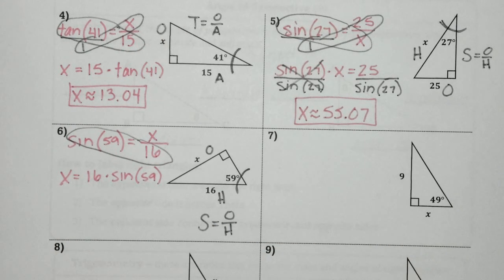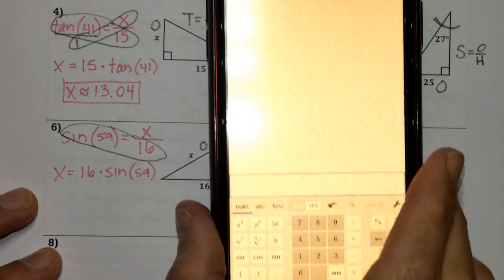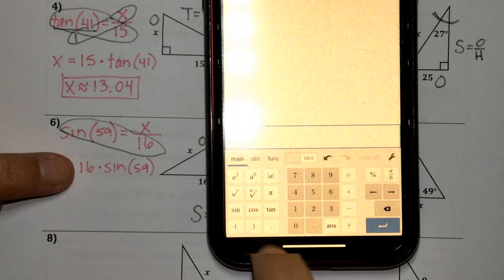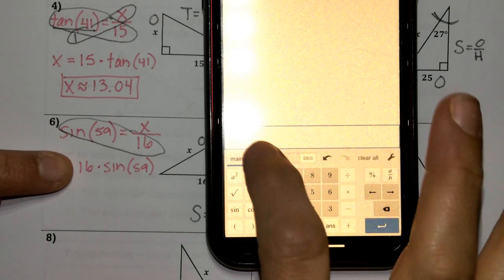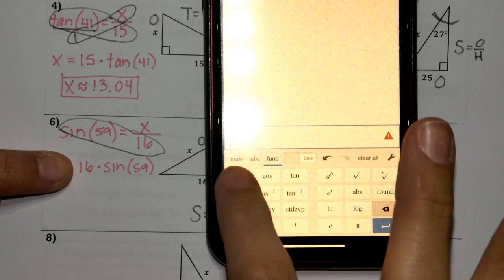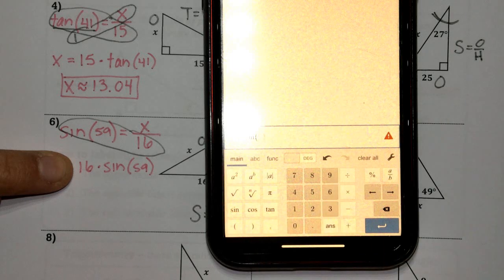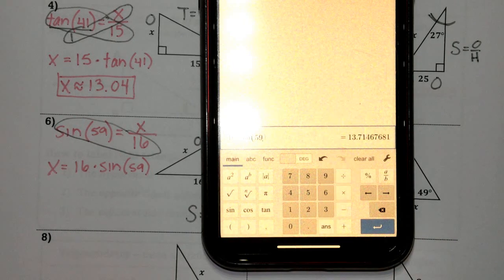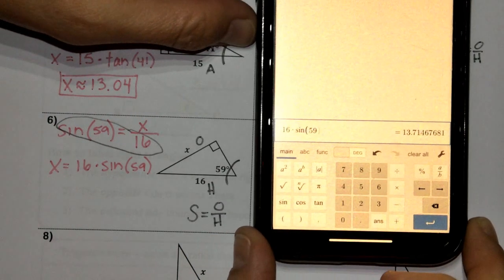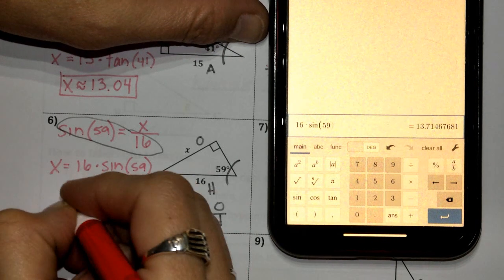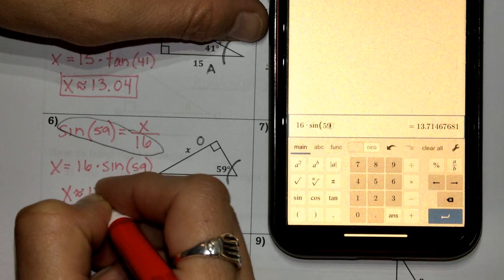Okay? So now again, we go into our calculator. We press in exactly what we see, 16 times. We go to function, sine, back to main, type in 59, and we round to the nearest tenth in this one, 13.71. Sorry, the glare was there. So x is approximately 13.71.